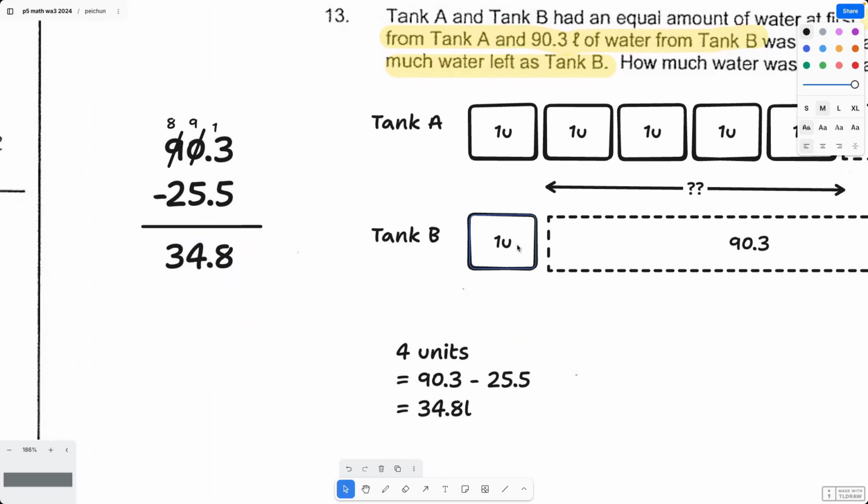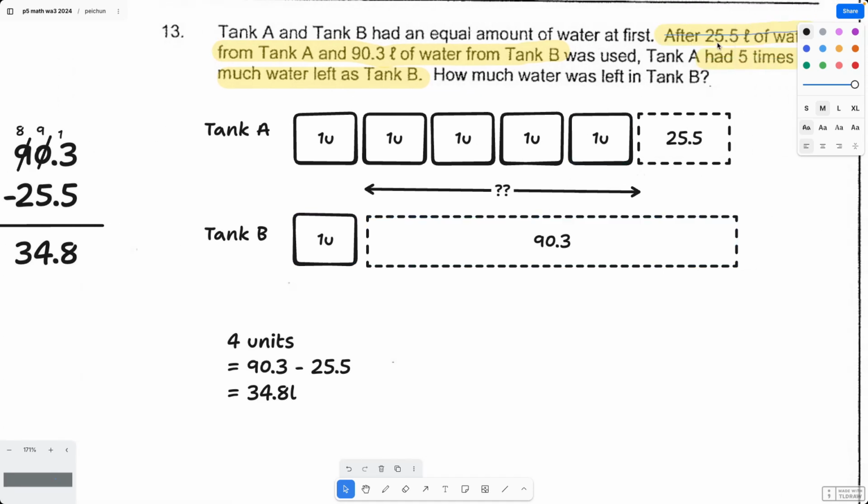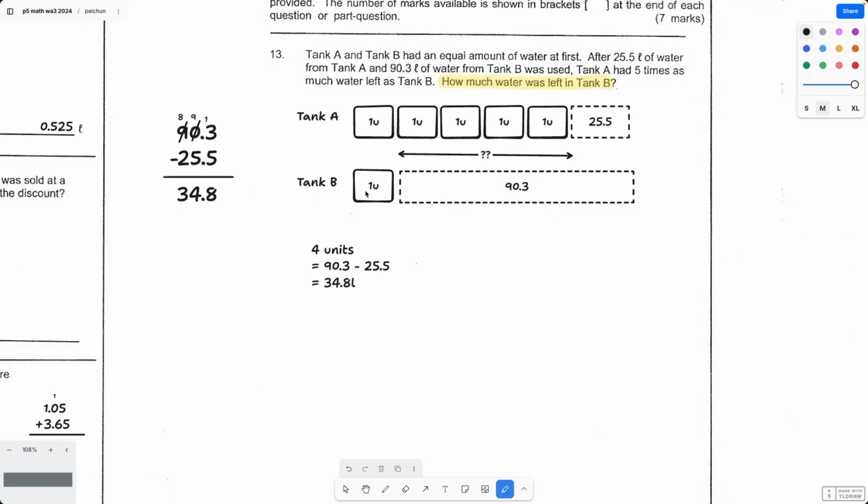Okay, so now we want to know how much it is in tank B. If I were to delete all of this highlighting, how much water was left is basically 1 unit over here, right? So basically we need to divide. In this case, 1 unit is equal to 34.8, and then we divide it by 4.